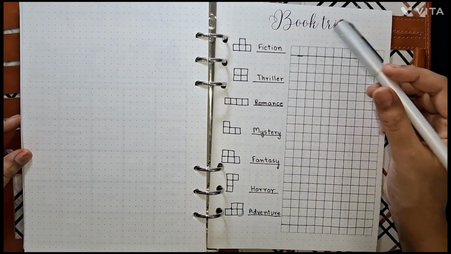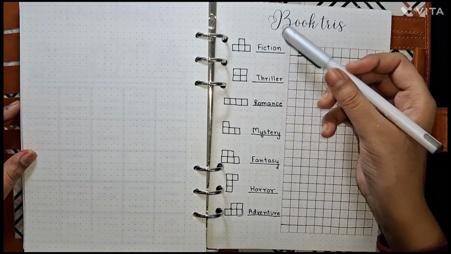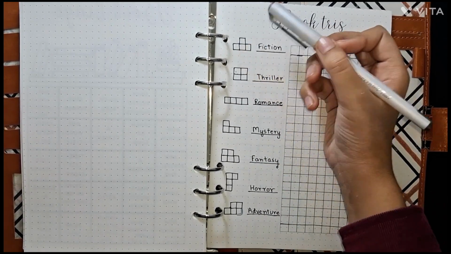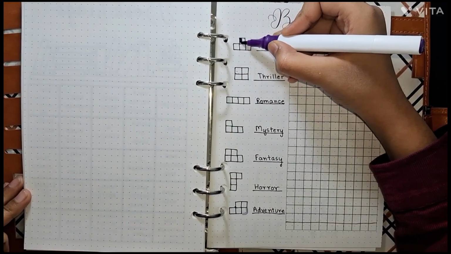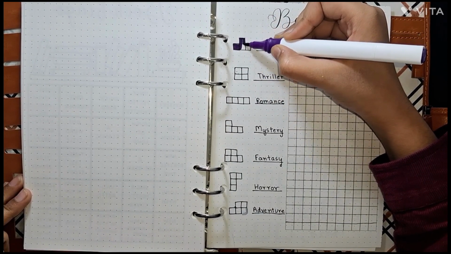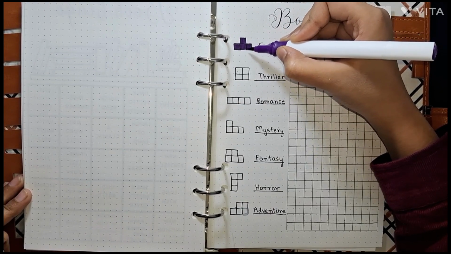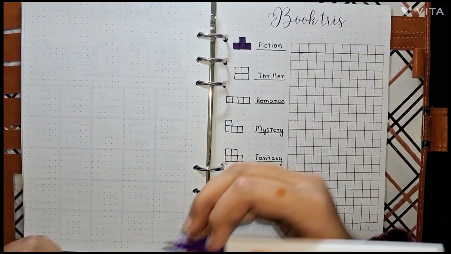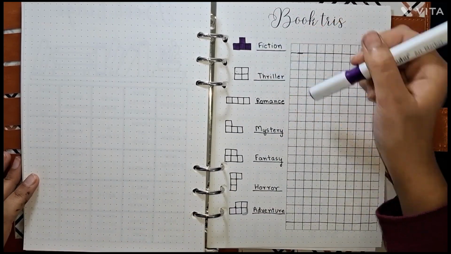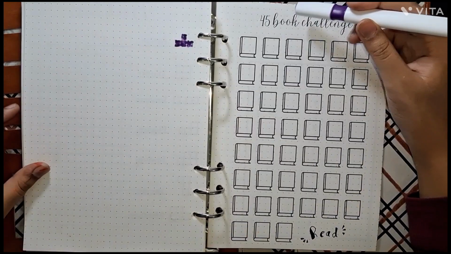Then I got a book dress with some reading genres, and I'm going to color in each of the shapes here. So if the top shape is purple and the genre of the book I read is purple, I'm going to fill this shape using the same color. Here I've got 7 genres: fiction, thriller, romance, mysteries, fantasy, horror, and adventure.